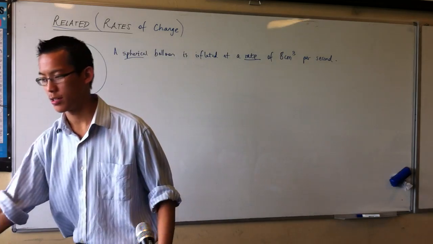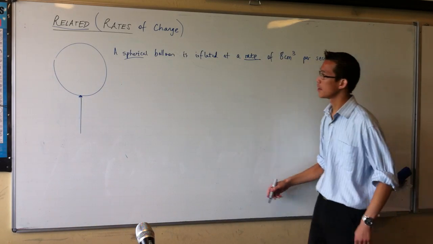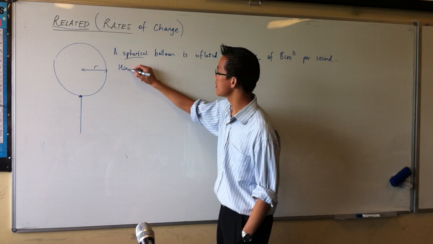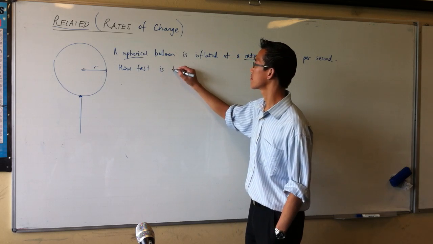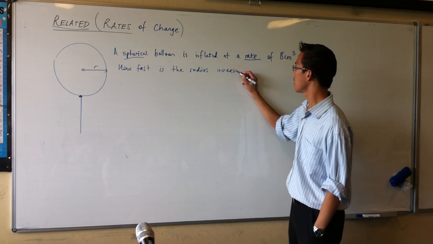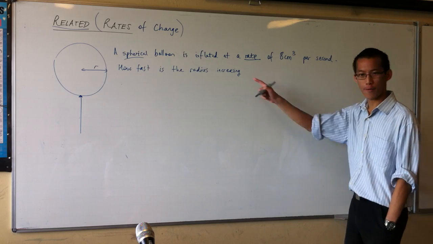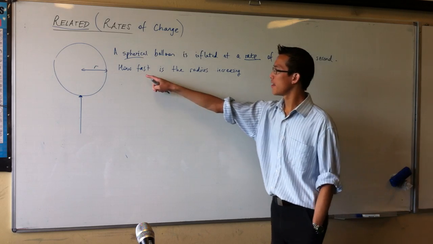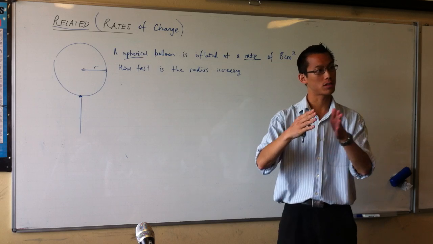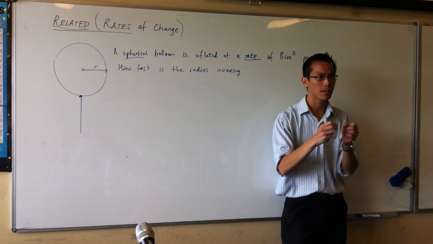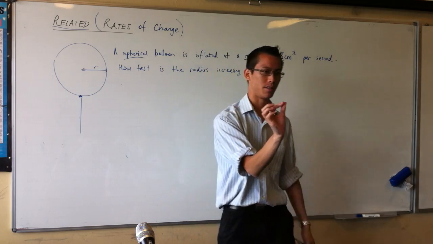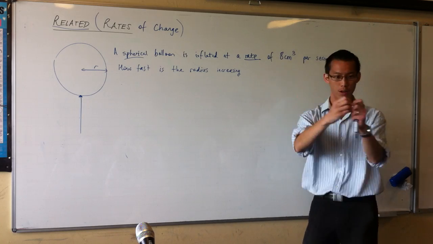So, my question is, if that's how much air we're putting in, what's happening to the radius here? How fast is the radius increasing? Now, before I finish this sentence, this is a rate question. The radius will not be increasing at a constant rate. When will it be increasing fastest? At the beginning, because it's going to have a radius of 0, and as soon as you put in a bit of air, it goes woof.